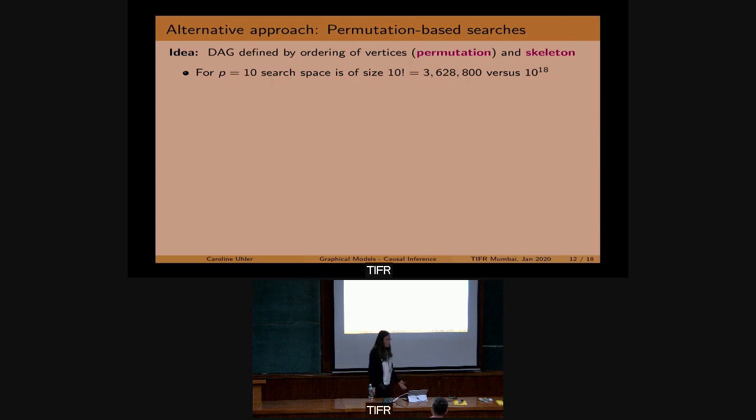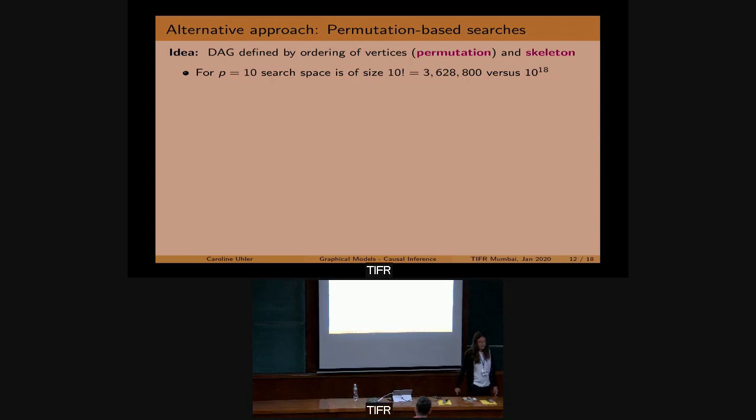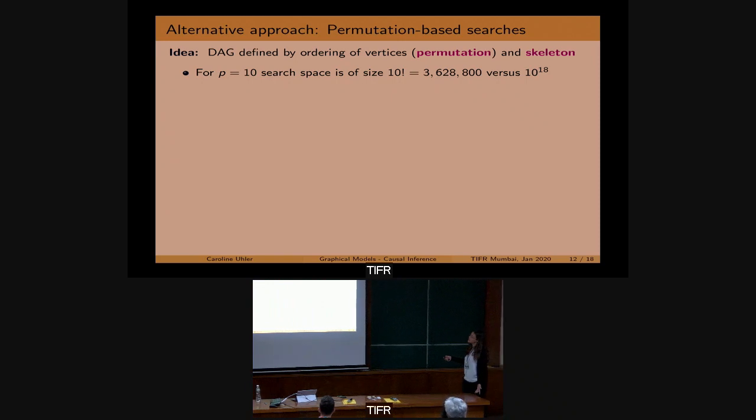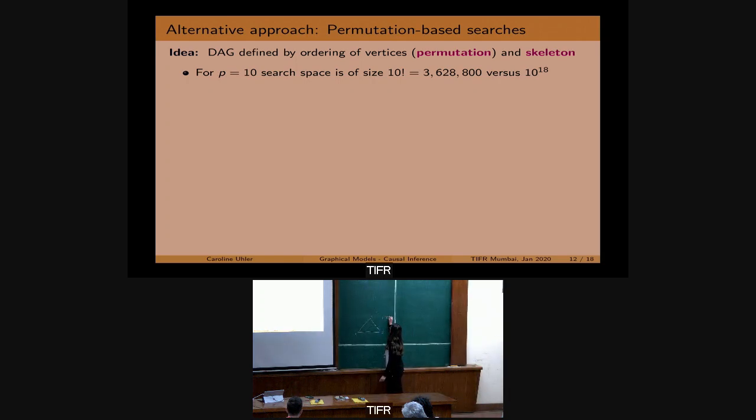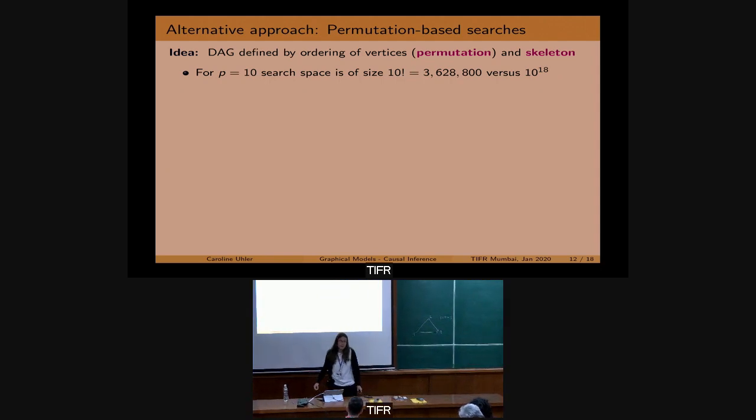Instead of doing a search over graphs or equivalence classes, well, if you want to learn a DAG or an equivalence class of DAGs, what identifies a DAG is just a permutation, right? An ordering and an undirected graph. Because if I give you the undirected graph and I tell you that 1 is smaller than 2 is smaller than 3 in the ordering, well, then I know that my edges have to be pointed in this direction, right? Because it is a DAG, so I cannot have any directed cycles. So the ordering will identify the DAG as long as I have a skeleton.